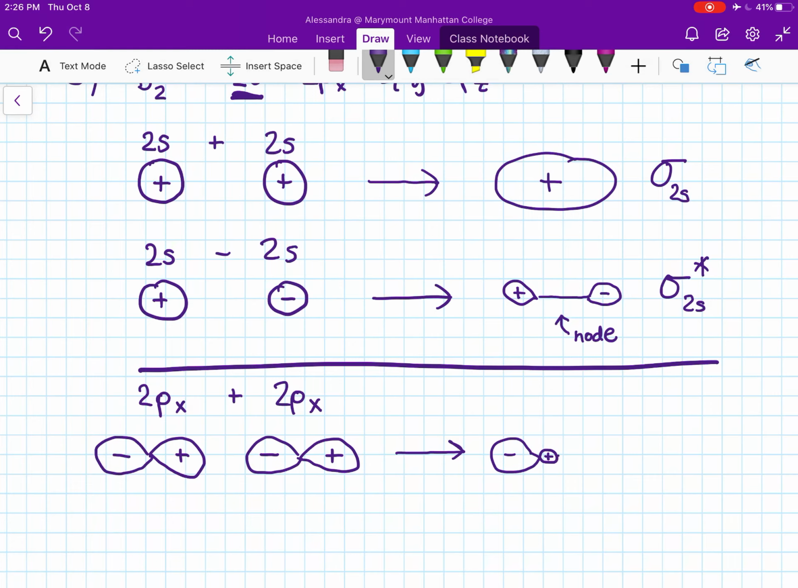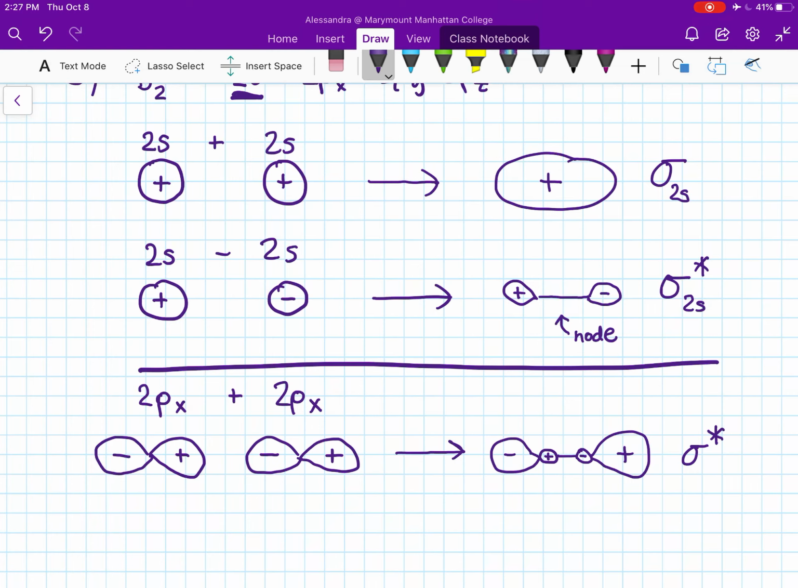And I'm going to get a node in between where I have full cancellation. And, oops, that's the wrong phase. So let me just erase that for a second. I should have a negative there because that's going to be the third lobe from the left. And then I'm going to have this positive here. So this is a very destabilizing interaction. And because that node is created between the nuclei, this is an anti-bonding interaction.